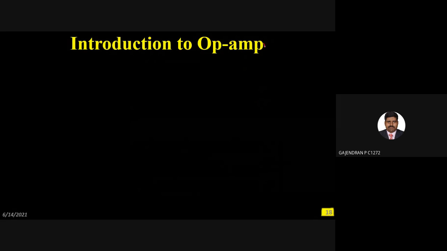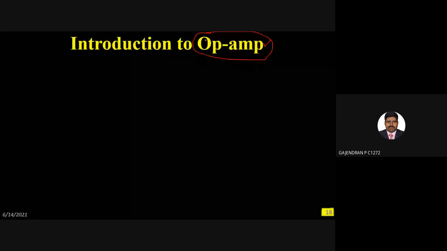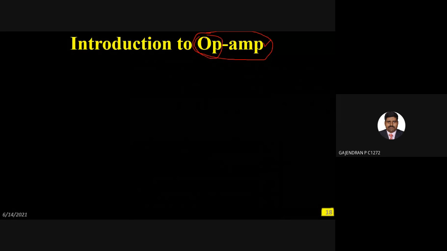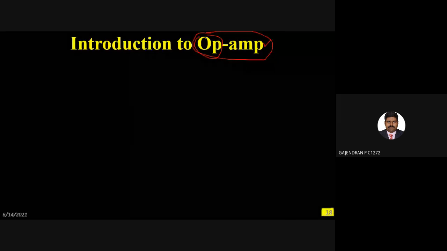Now we are going to start with what is an op amp. Can you tell me what is an op amp? What is the actual name for this one? Op amp. What is OP? Operational amplifier. So definitely it is an amplification. It's a device, or it's an integrated circuit, that provides amplification.